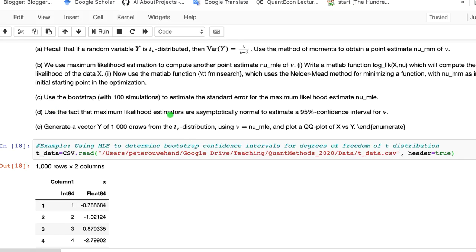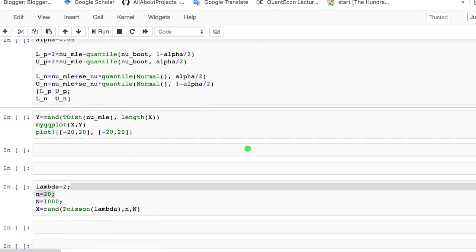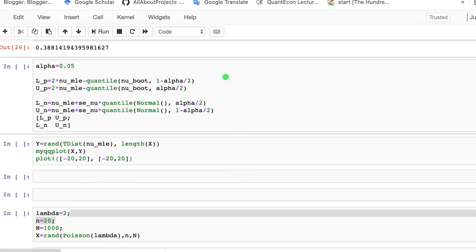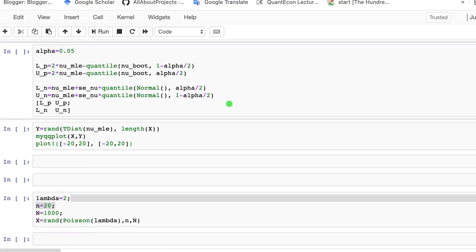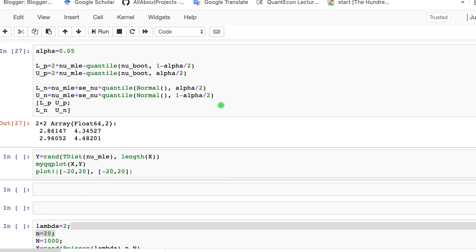Use the fact that maximum likelihood estimators are asymptotically normal to estimate a 95% confidence interval for nu. Well, I decided to also construct pivotal bootstrap confidence intervals. The lower bound is given as follows and the upper bound like this. Or I could construct a confidence interval based on the normal approximation as was asked in the problem, where I use the standard error and I multiply it with the normal quantiles. And I get values that are reasonably close. So the pivotal confidence interval is from 2.8 to 4.3 and the normal confidence interval is from 2.9 to 4.4.